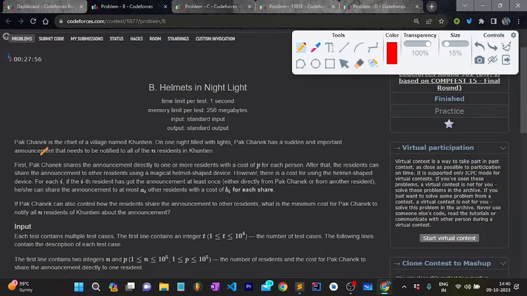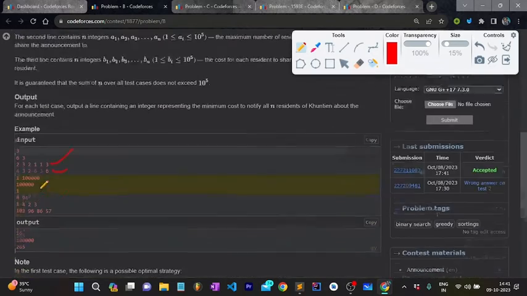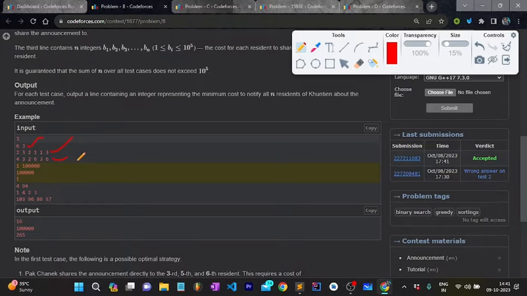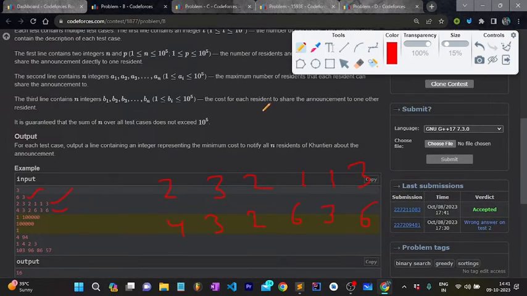What they are saying here is, Park is a person who is sharing some announcement, and he can share the announcement directly to one or more residents with a cost P. This is the cost P that has been given to us, and let's suppose this is array 1 that has been given: 2 3 2 1 1 3, and the second array is given as 4 3 2 6 3 6, and the cost is given as 3 here. So Park is a person trying to announce something, and he can share this announcement to one or more persons with this particular cost.